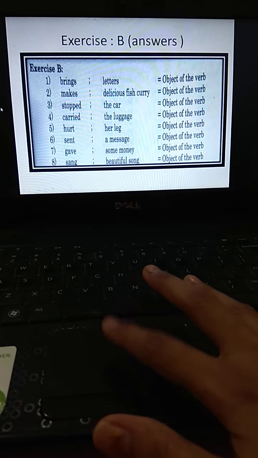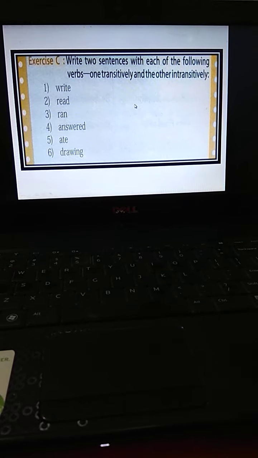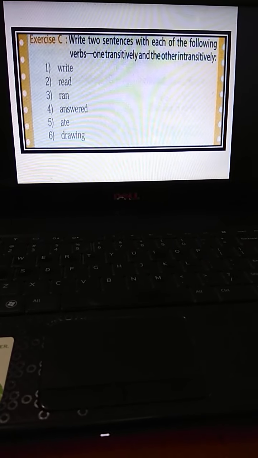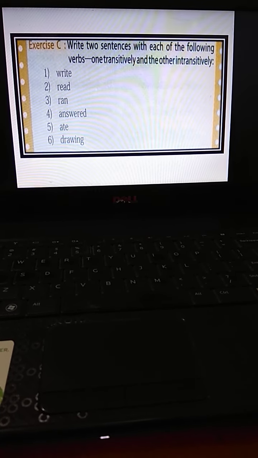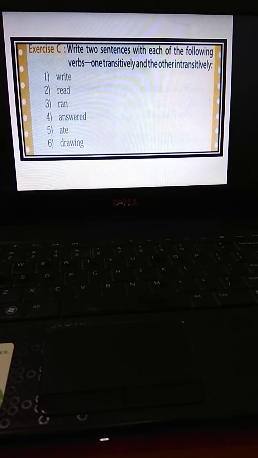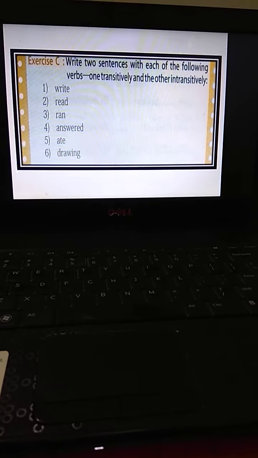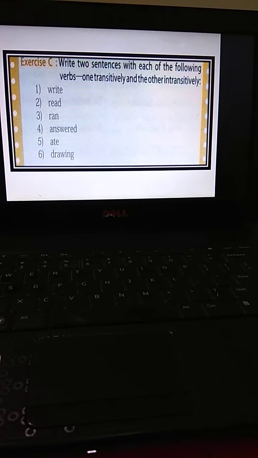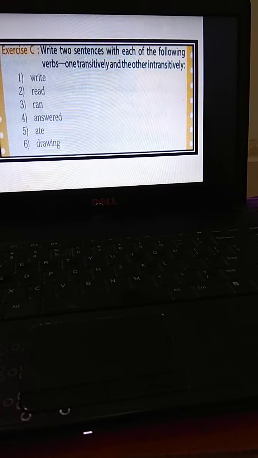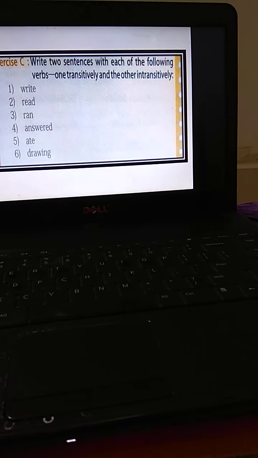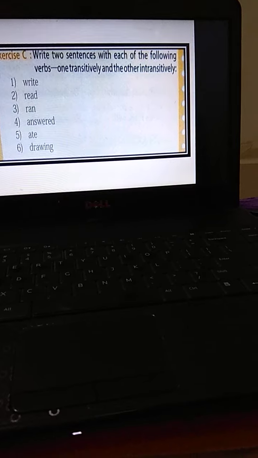Then exercise C. Write 2 sentences with each of the following verbs, one transitively and the other intransitively. So we have to write 2 sentences from each word given, one sentence transitively and the second one intransitively.